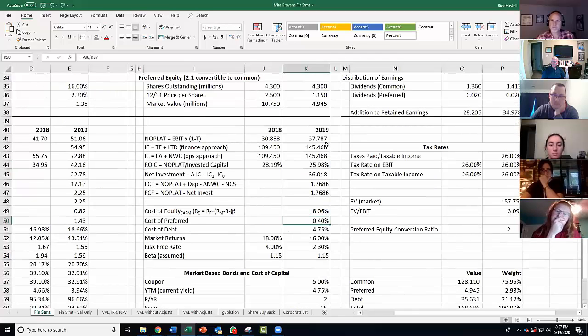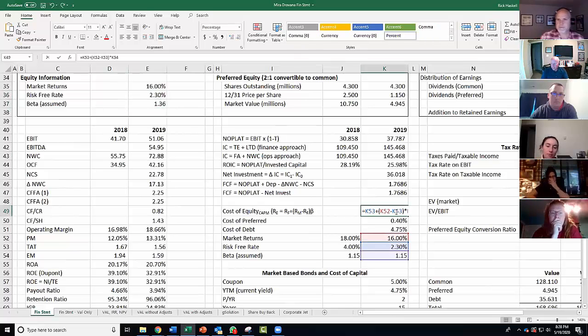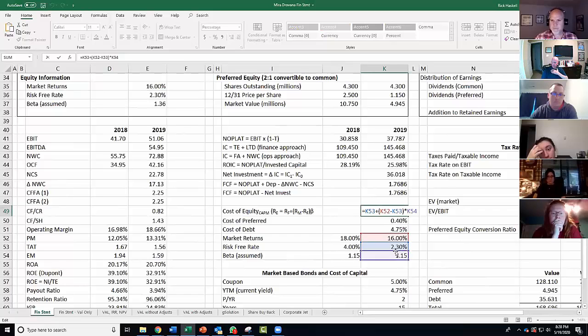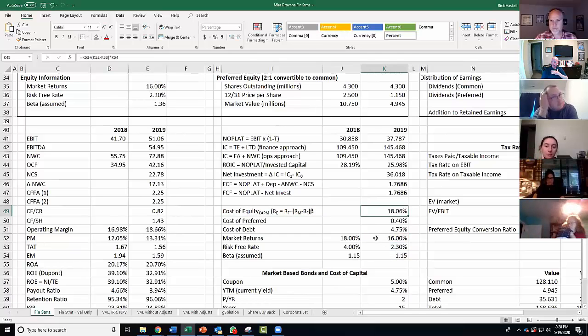0.2 divided by 4.945 is 0.40%. That's not 40%. It's 0.4%. And that would be RP. And if we found the RE using the CAPM structure, and remember here we have RM, the market returns, RF, and the beta value, we can then put together, and I simply restate them right here, RE using the CAPM construction. So that's what's going on in these cells.